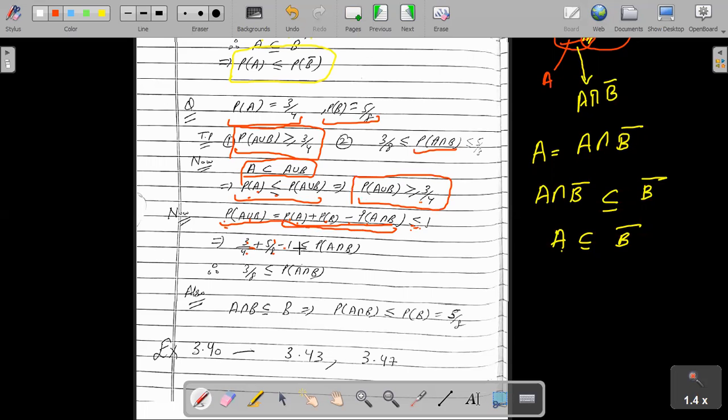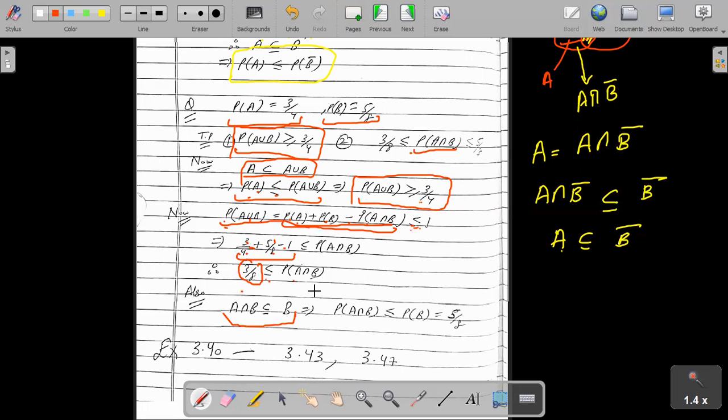We bring 1 to one side and probability of A intersection B to the other side. So what does this whole become? If you solve this fraction completely, you will get 3/8. So probability of A intersection B is greater than or equal to 3/8. So this is done. Again, the right hand side is 5/8, and 5/8 is nothing but probability of B. And we know that A intersection B is a subset of B.